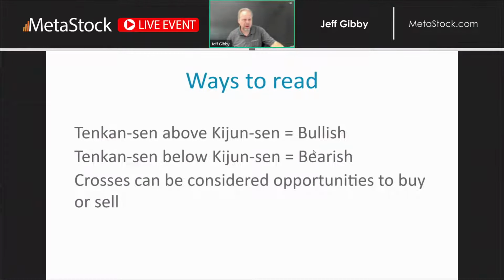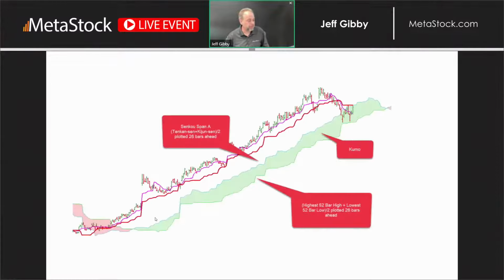So if you're looking for an opportunity to buy or an opportunity to short, the early signal is usually the TK cross. The Tenkan-sen crossing above the Kijun-sen would be a bullish cross, and that's one way you could consider to buy it. And this is just the same chart I just showed you.